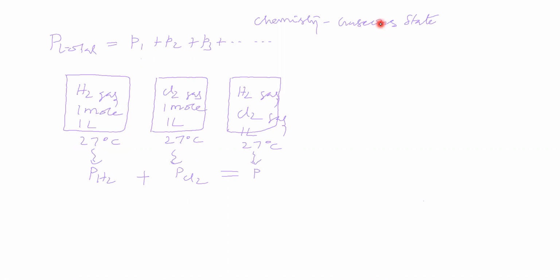Now in this vessel, the gas present is exerting pressure. Will that pressure be equal to the sum of these two? Shall we say like this or not? And I will give another clue: hydrogen gas can react with Cl2 gas to give HCl gas. Hydrogen can react with Cl2 to give HCl.